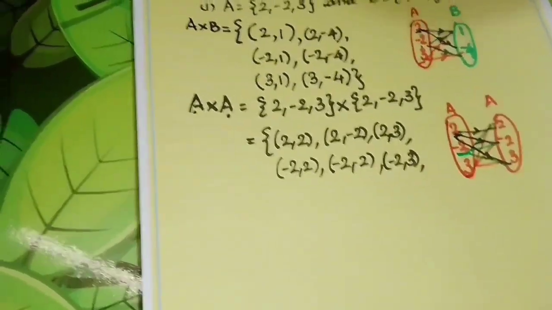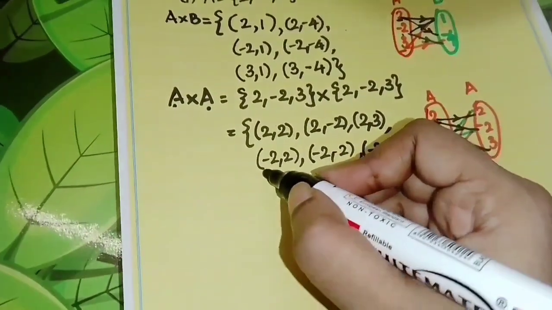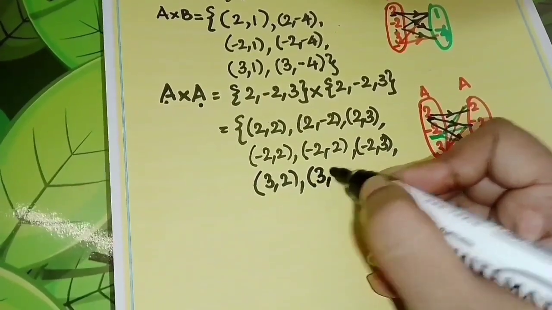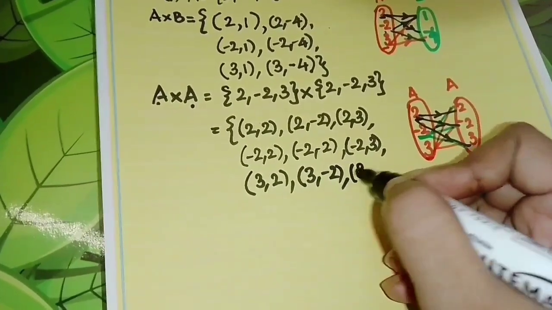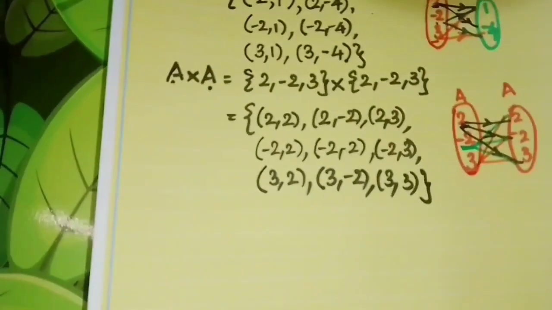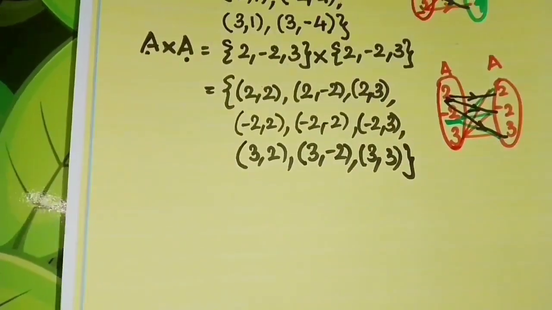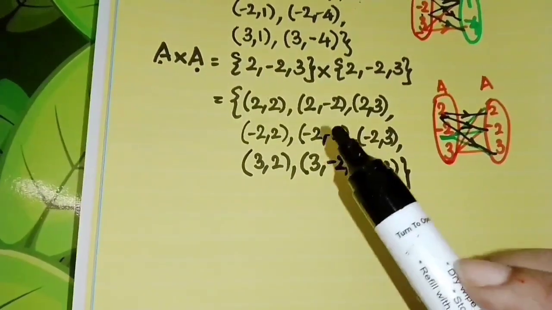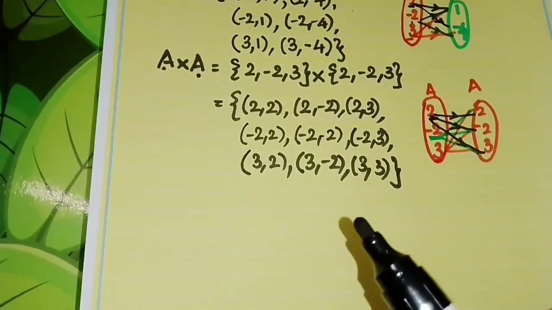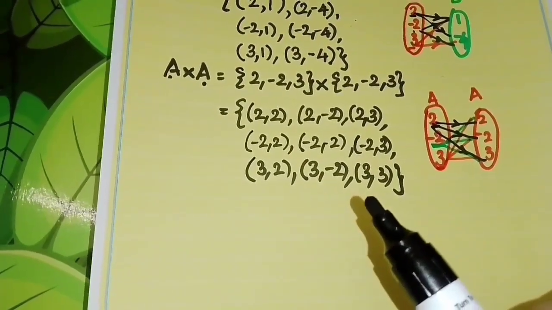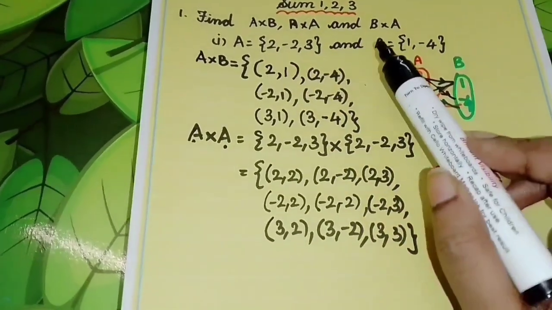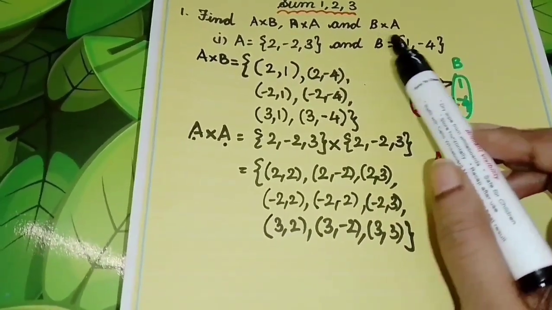Okay, so we'll be writing the last three ordered pairs, which is nothing but 3, 2, 3, minus 2 and 3, 3. So this is our new set A cross A, which is nothing but 2, 2, 2, minus 2 and 2, 3, and pairings with minus 2 and pairings with 3. That's it. Okay. Now, the last subdivision of this sum is to find B cross A.